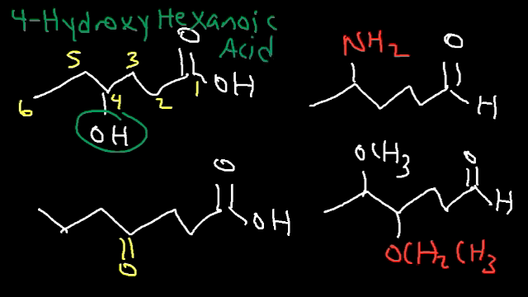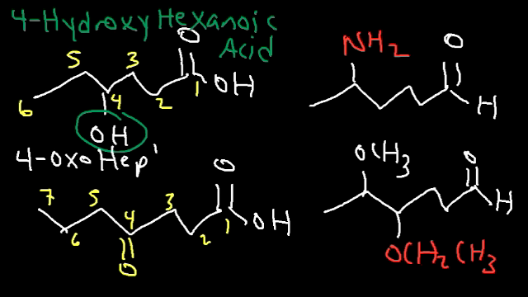So what about the one on the bottom left? So we have a carboxylic acid again. And so it's 1, 2, 3, 4, 5, 6, 7 carbon atoms. So it's going to be heptanoic acid. But we have a ketone on carbon 4, so it's oxo. So it's going to be 4-oxoheptanoic acid.